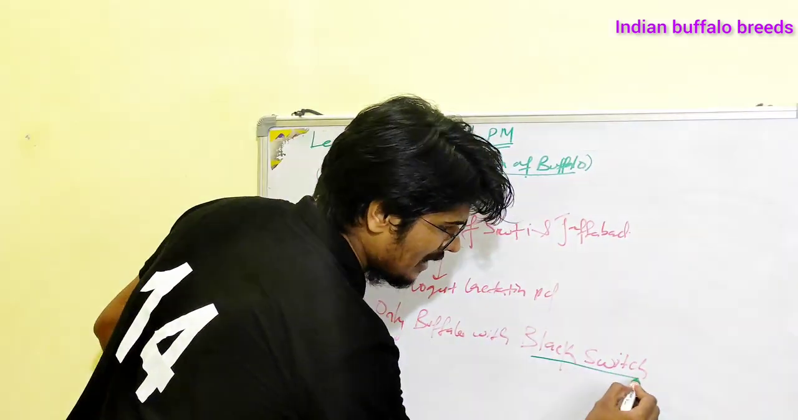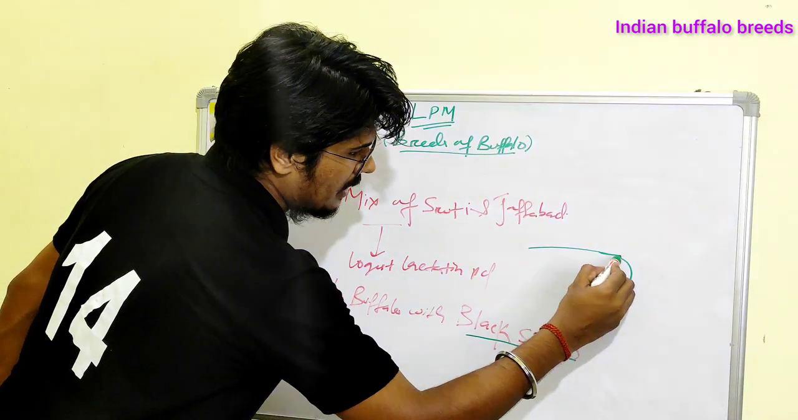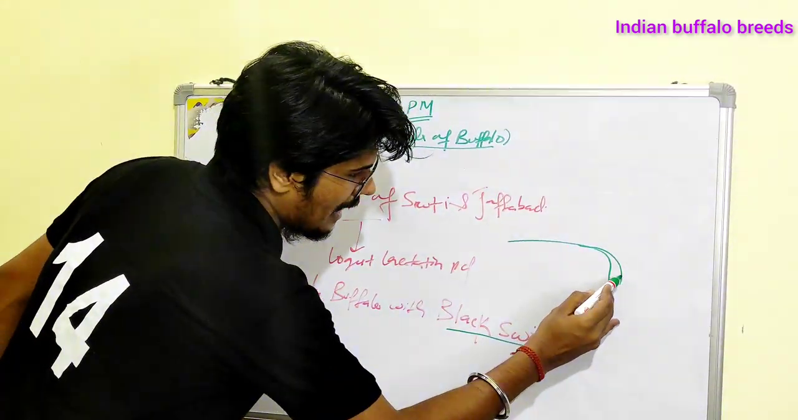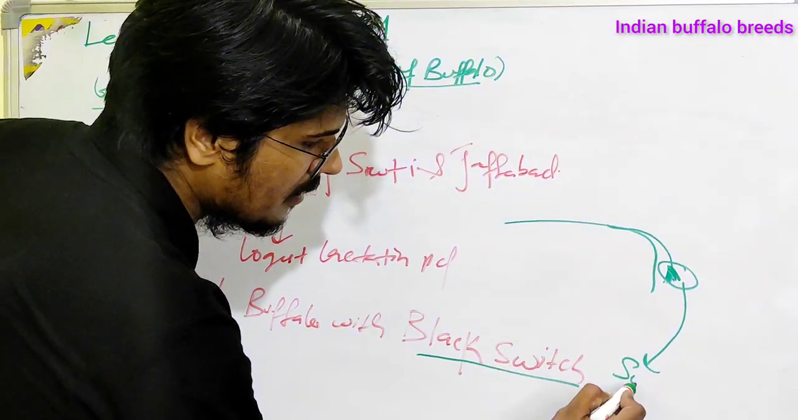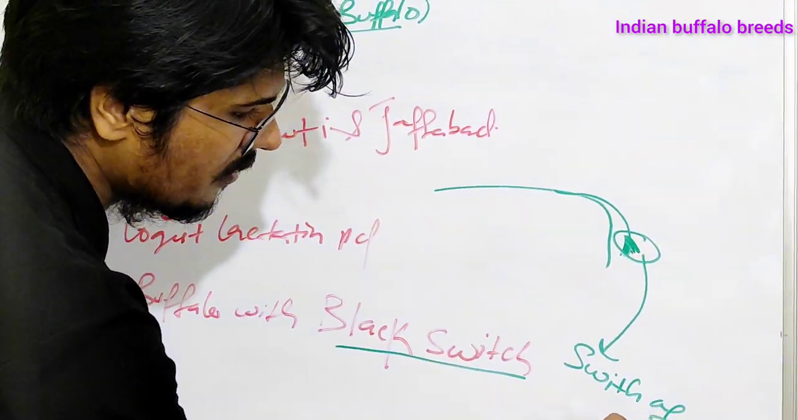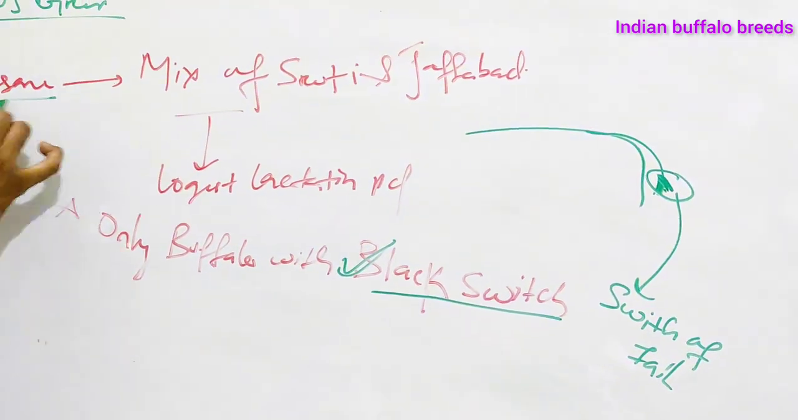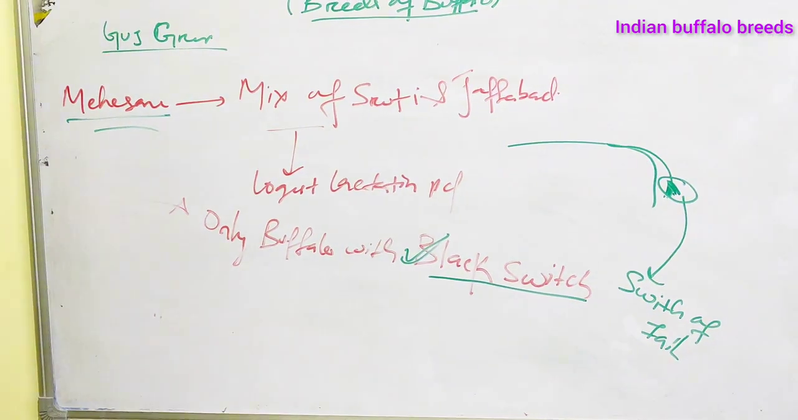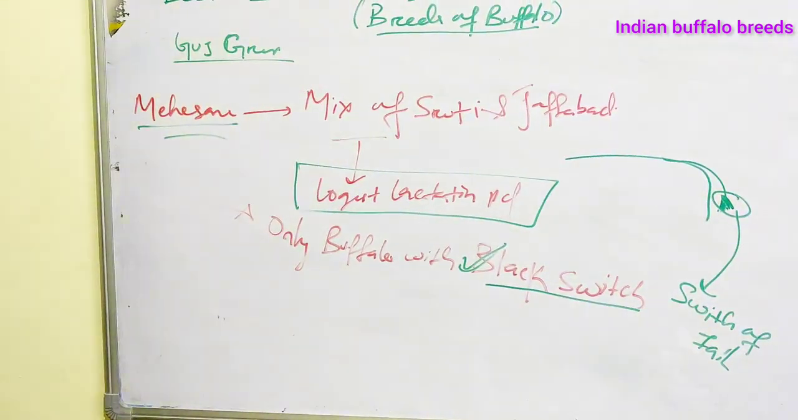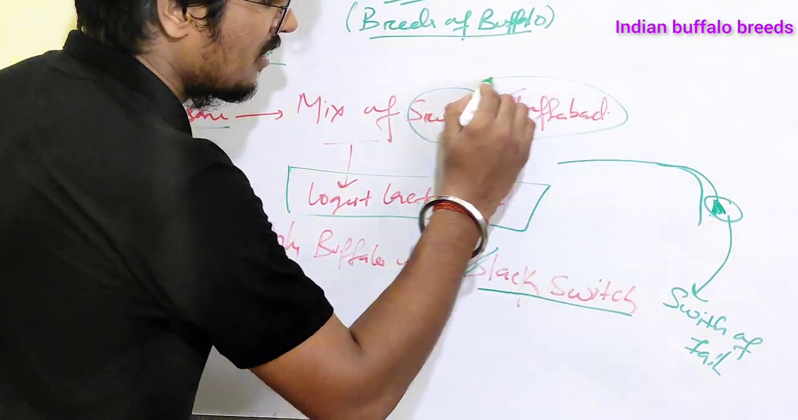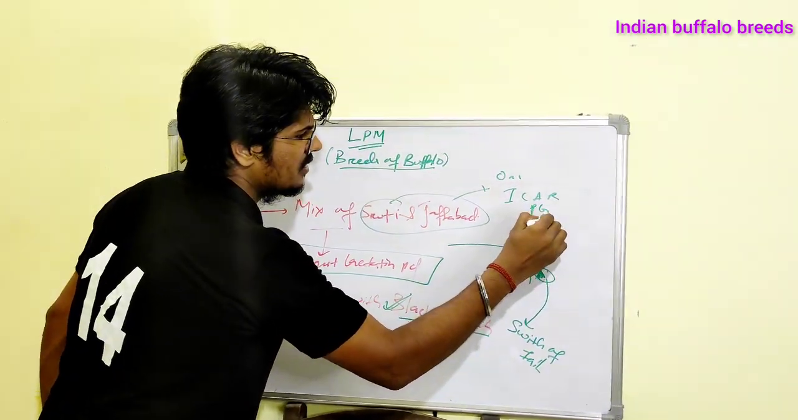The black switch of tail is that, in the animal, the tail, the hairy portion is called the switch of tail. It is the only buffalo which has the black switch on the tail. That was not the important part. The important is the longest lactation period. Okay, and it is a mixture of Surti and Jafarabadi. Once asked in ICAR JRF. Okay.